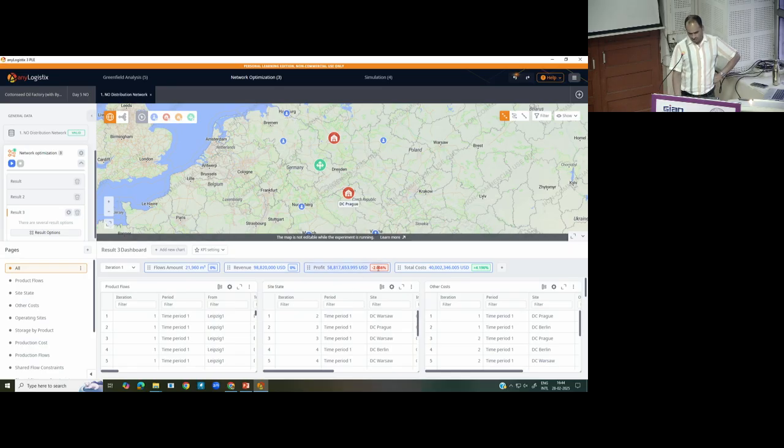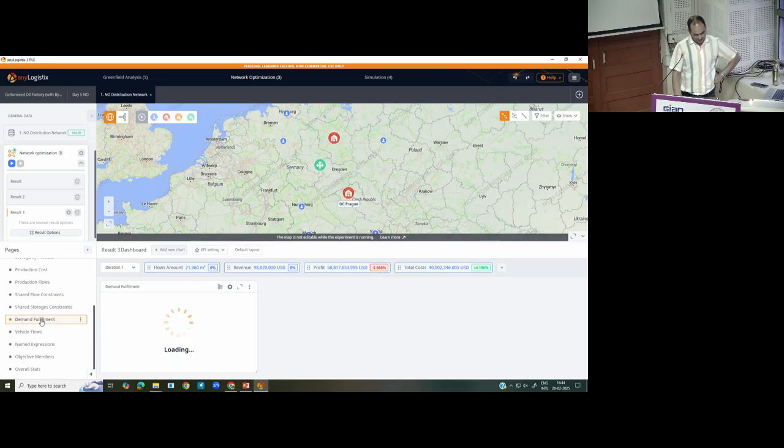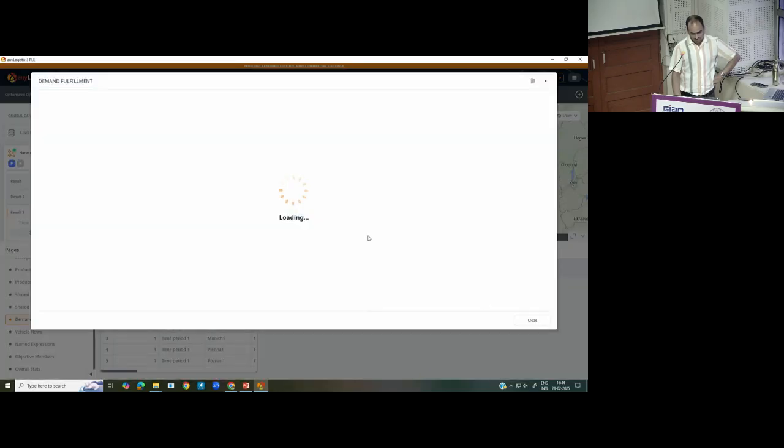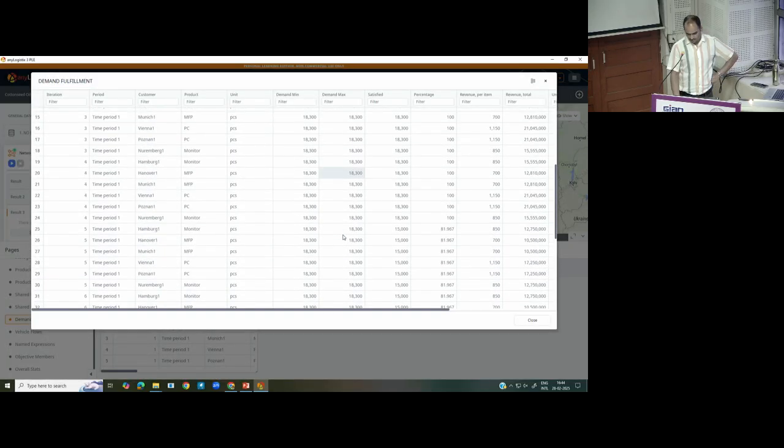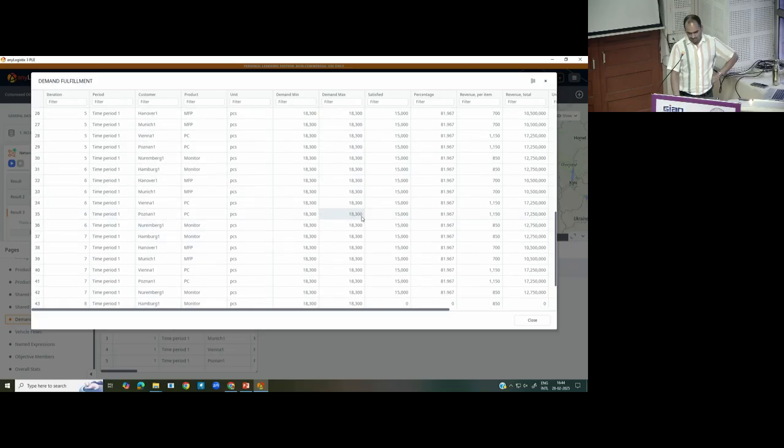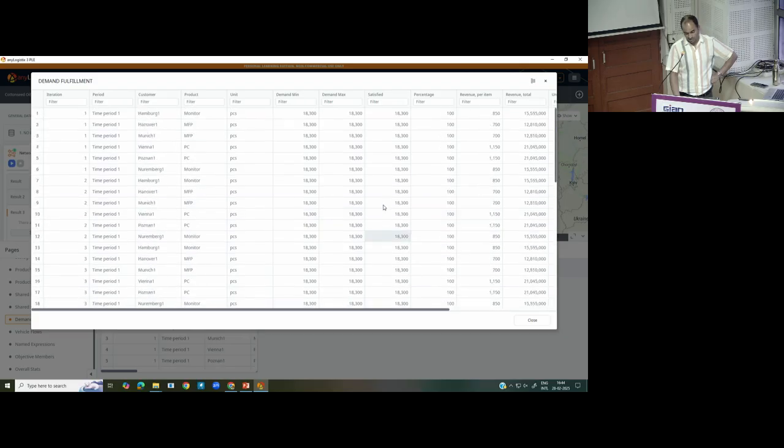Profit is again down to 2.66% compared with the previous result. Here you can again see the demand fulfillment table, and we may not supply everything. Look here, demand is 18,300 and we have satisfied only 15,000. Why? Because we restricted the movement quantity from supplier to the DC to the customers.